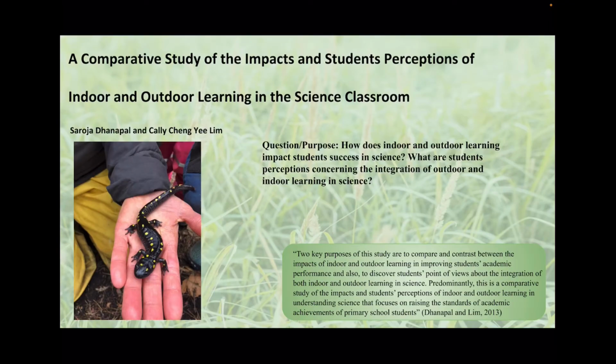The first study I examined, a comparative study of the impacts and students' perceptions of indoor and outdoor learning in the science classroom, looked to answer the questions: how does indoor and outdoor learning impact student success in science? And what are students' perceptions concerning the integration of outdoor and indoor learning in science?